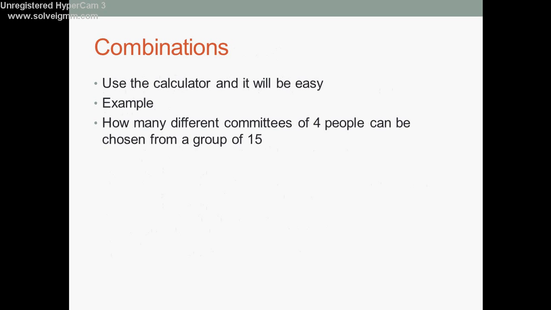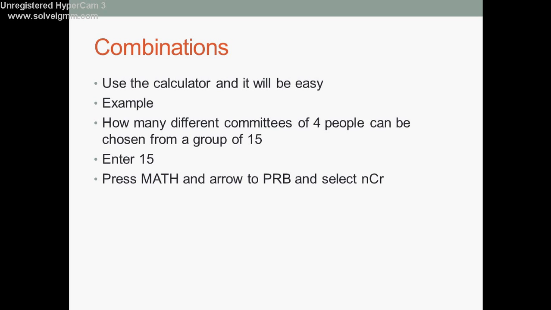Combinations use buttons similar to what we were using on the TI-84 in the last example. Here's the example. How many different committees of 4 people can be chosen from a group of 15? The first thing you need to do is enter 15. Then press Math and arrow to PRB and select nCr. Enter 4. Press Enter, and the answer is 1,365.